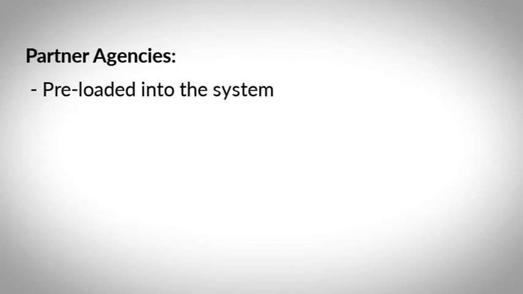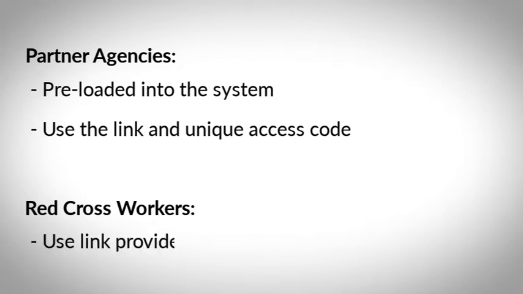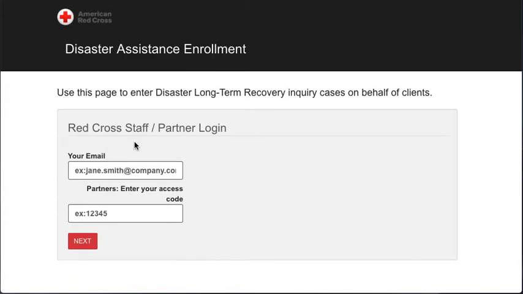Before you begin, partner agencies will be preloaded in the system and provided with a unique access code. If you are a partner agency, you will use the link and unique access code provided by the disaster relief operation to access the enrollment form. If you are a Red Cross worker, you will use the link provided to you and your @redcross.org email address to access the enrollment form. You will not need an access code.